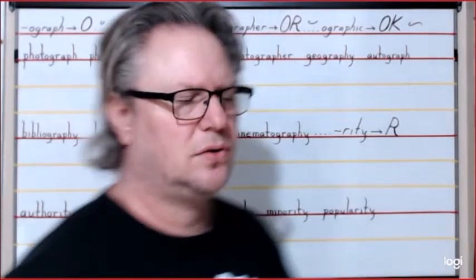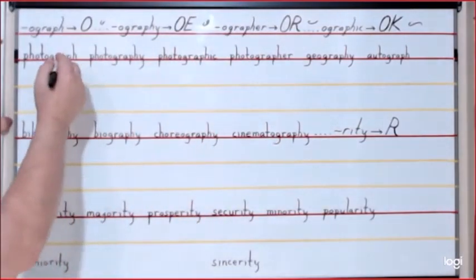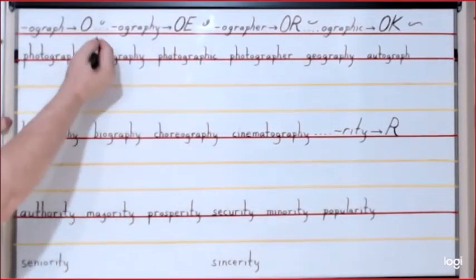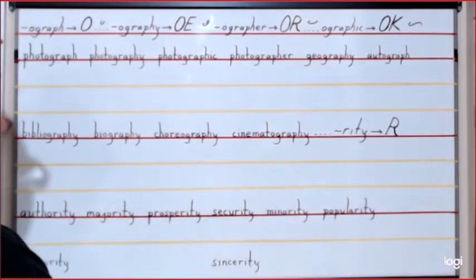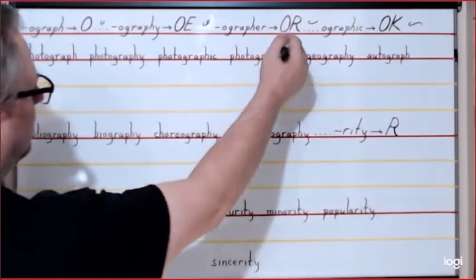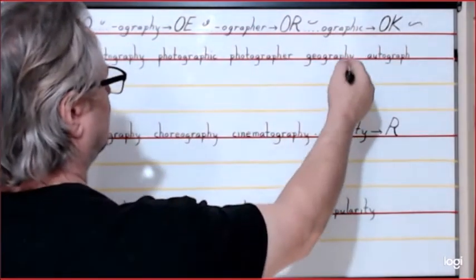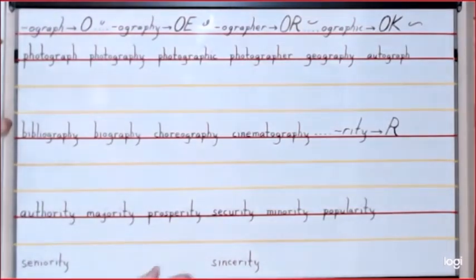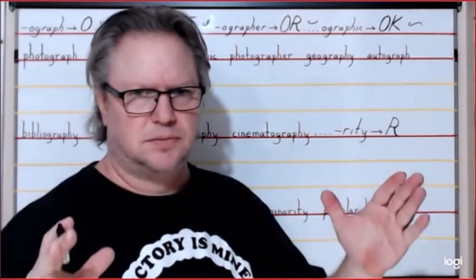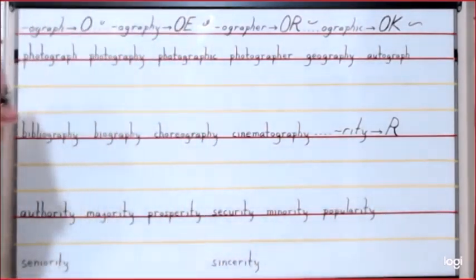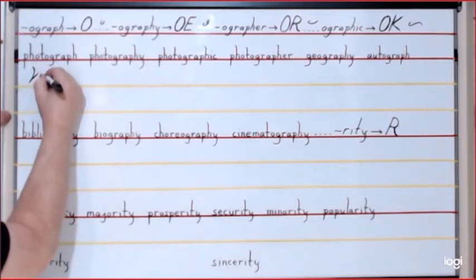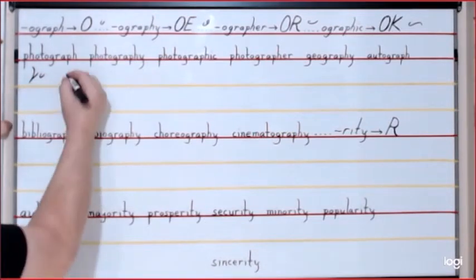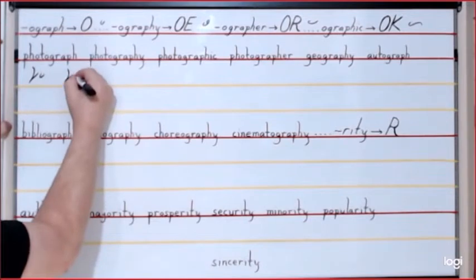The suffix ograph is represented by the disjoined O, but written straight. Ography by the disjoined OE. Ographer by the disjoined OR. Ographic by the disjoined OK. Sometimes these suffixes can be joined, and I'll explain here. So for the word photograph, it is F, T, then a disjoined O. But you can join this too by writing F, T, O.